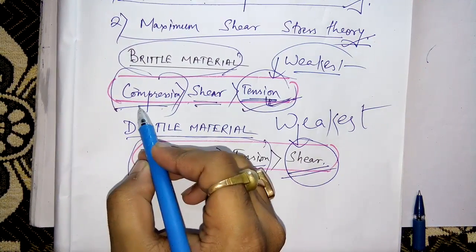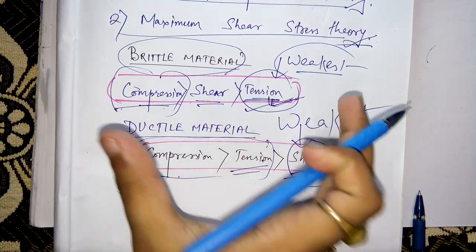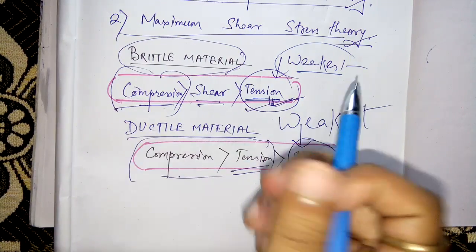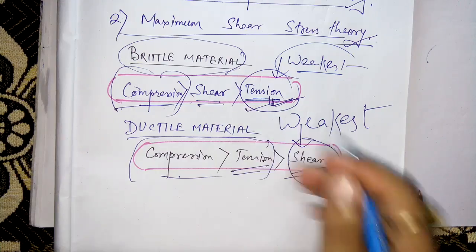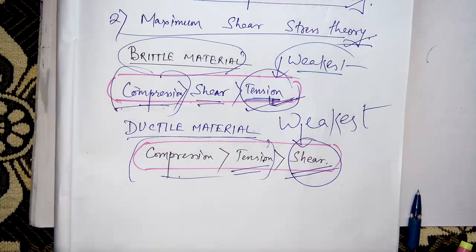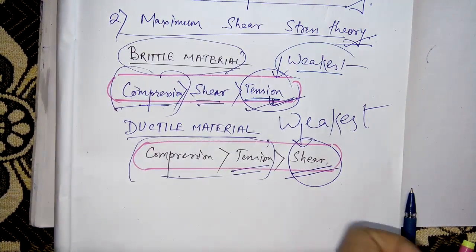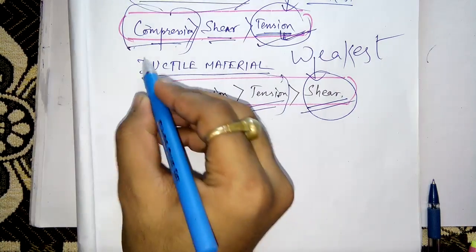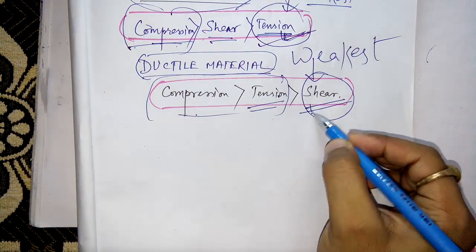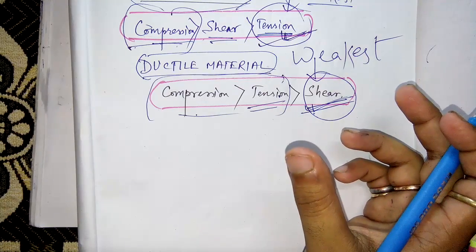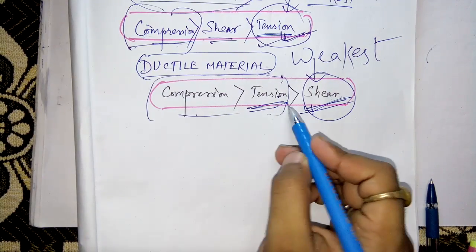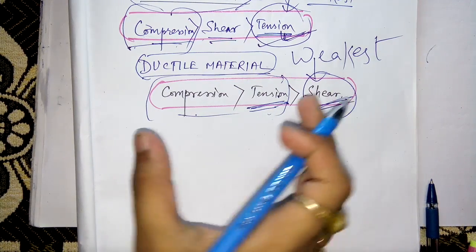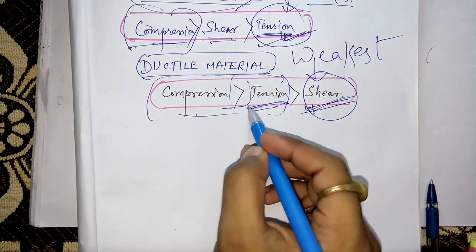Then shear, then compression. That means brittle materials have the most chance of failure in tension, not in shear, not in compression. In compression there is no chance at all, because in compression brittle material is strongest. And similarly for ductile materials, it is going to fail under shear. Then there is a chance of tension, and actually this condition may not be applicable.